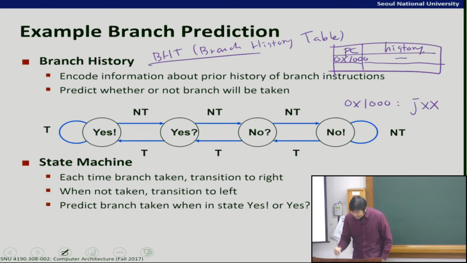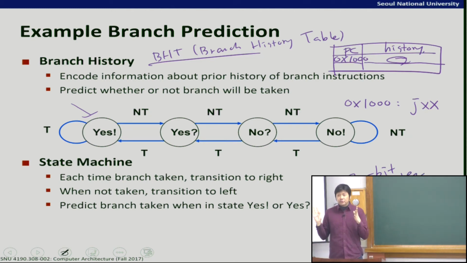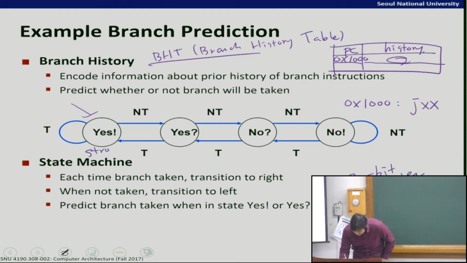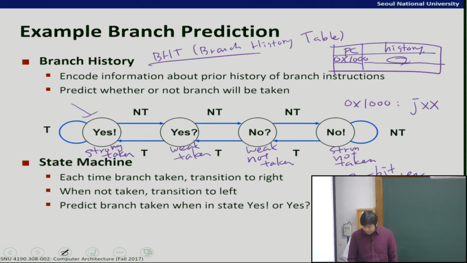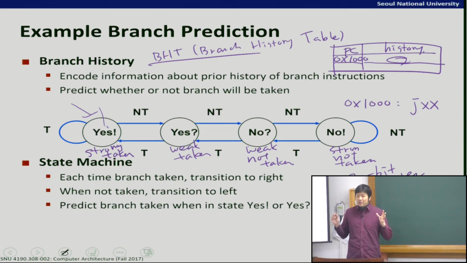Then how do we actually track this history? We usually have a 2-bit counter. This 2-bit counter is implementing a finite state machine. This one is strongly taken, this is weakly taken, this is weakly not taken, and this is strongly not taken. So the idea is, let's say you start from the strongly taken state, and whenever this branch is not taken, you move to the right state, and whenever your branch is taken, you move to the left.